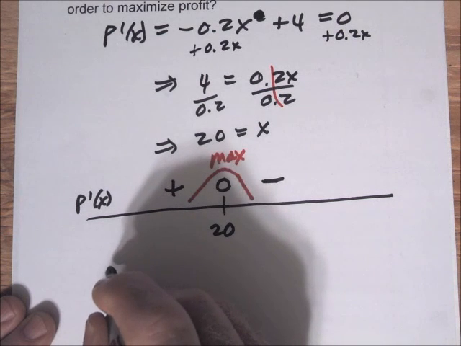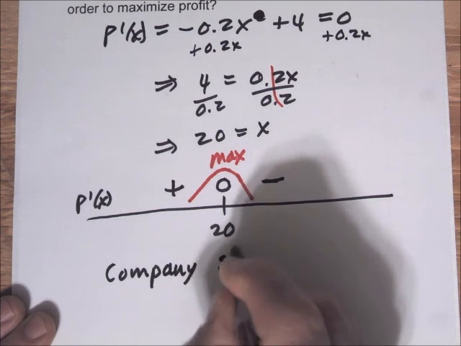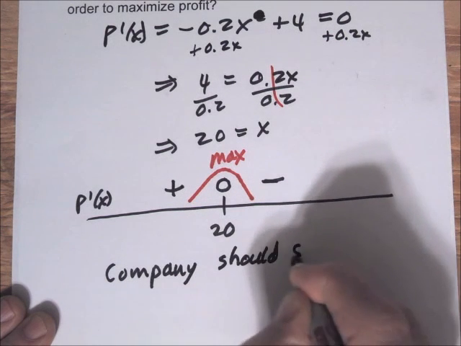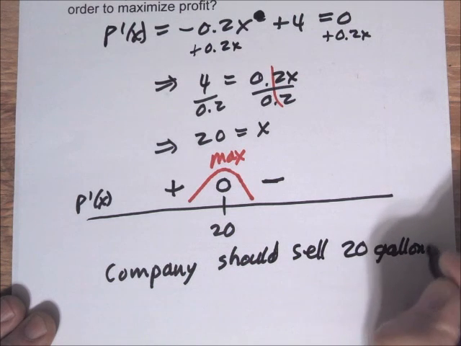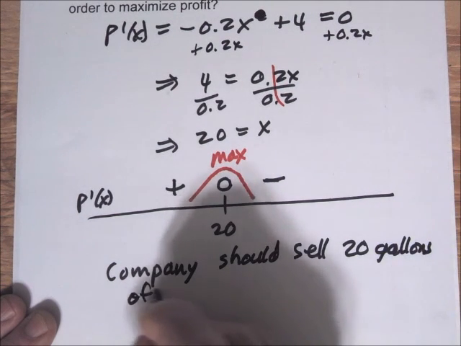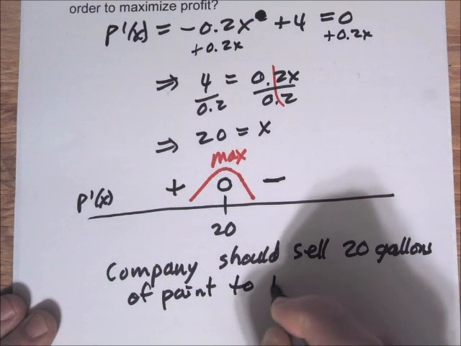So the company should sell 20 gallons of paint to maximize the profit.